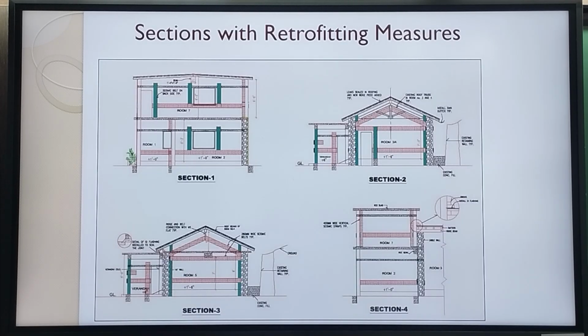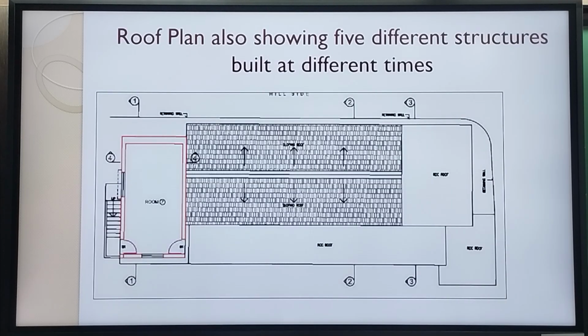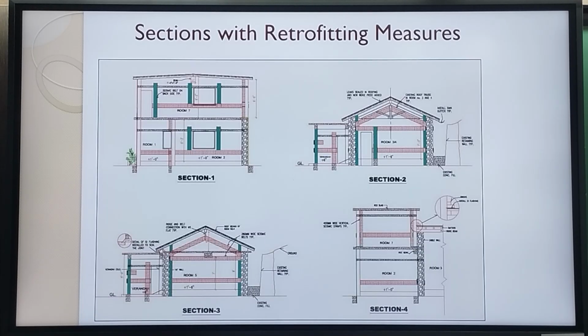All right. So these are the sections. We'll go back here. There is one section right here, section 1.1, section 2.2, section 3.3, and there is one section across here. So section 1.1, basically this is through the new building. So you have reinforced concrete floor in between, and also the reinforced concrete slab on the top.